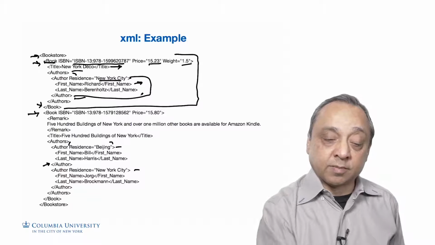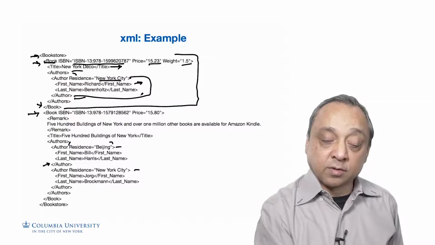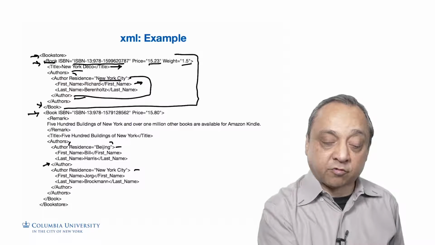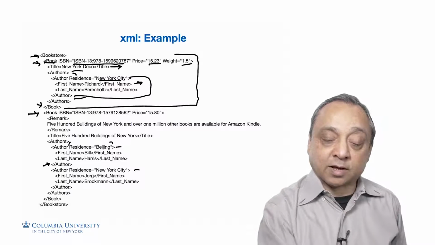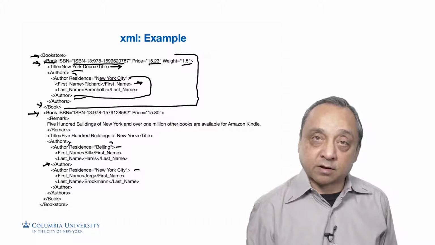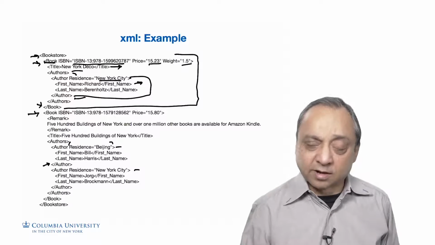And from the entire book element, we figure out, yes, its title is New York Deco, and the first name of the author is, look at the author's subtree, this one here, and then extract the first name and last name as the leaf nodes of that tree, and we can get the data. So that's the whole idea in XML.